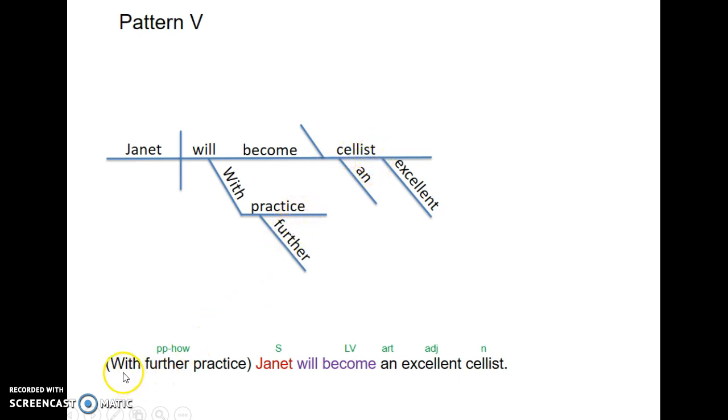Then we'll back up and grab our prepositional phrase here. With further practice is answering how she will become an excellent cellist. How question again is an adverb question. So we put that below the verb. And then we have our two modifiers, an indefinite article and an adjective modifying cellist. So pattern 5.